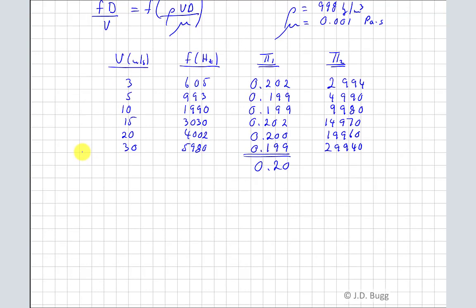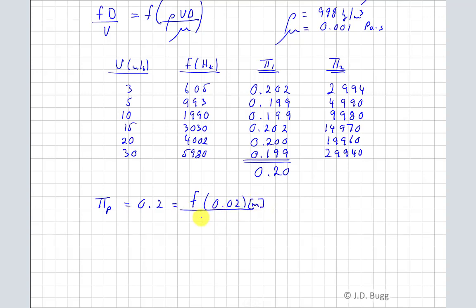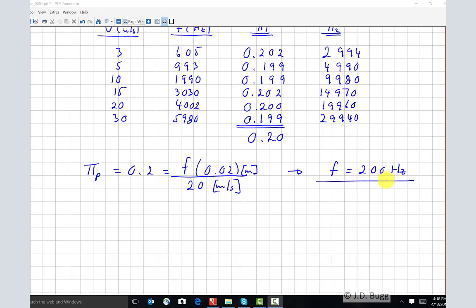So we can take that knowledge that the Strouhal number is constant now, and we can go to our prototype situation, which is the bridge cable. So for the bridge cable, pi 1 of the prototype is equal to 0.2, so that's going to be equal to the frequency we're looking for, multiplied by the diameter of the bridge cable, that's 0.02 meters, divided by 20 meters per second. So doing this calculation, we get a frequency of 200 hertz. So we've calculated the frequency that the bridge cable will vibrate at.